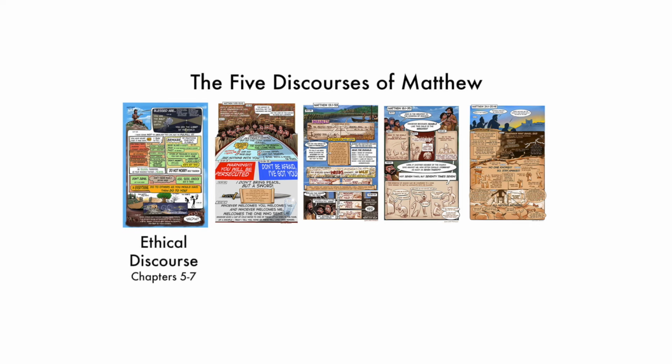And so in chapters 5 through 7, it's called the ethical discourse, which is more commonly known as the Sermon on the Mount, where we hear the quintessential teaching of Jesus and the ethics of the kingdom of heaven. And then chapters 9 and 10, we see Jesus sending his disciples out into the countryside to do the things that Jesus has been doing, healing people, curing the sick, feeding the poor, casting out demons, proclaiming the message of the kingdom of heaven. That's the mission discourse.